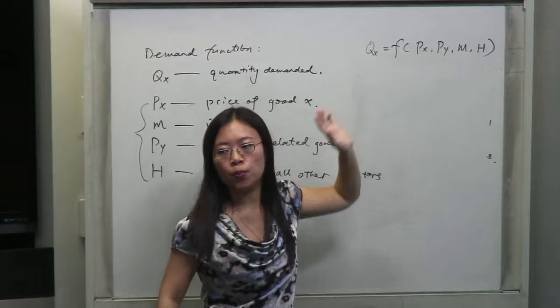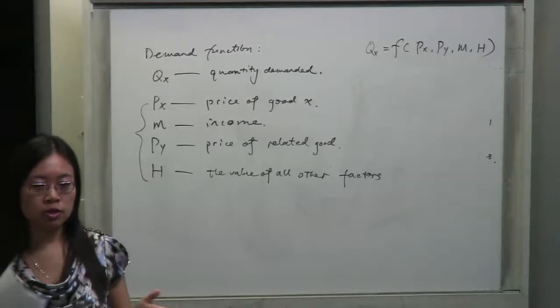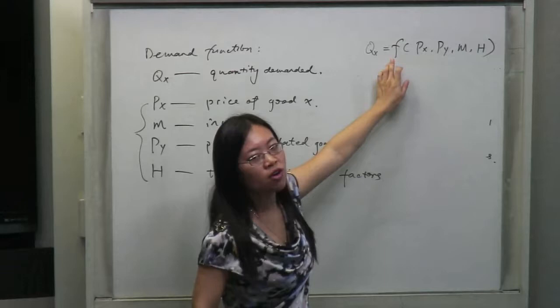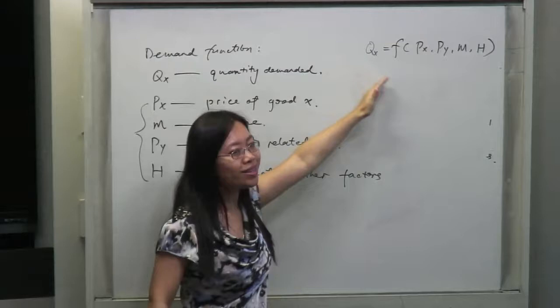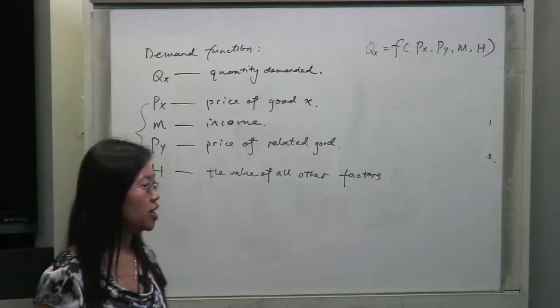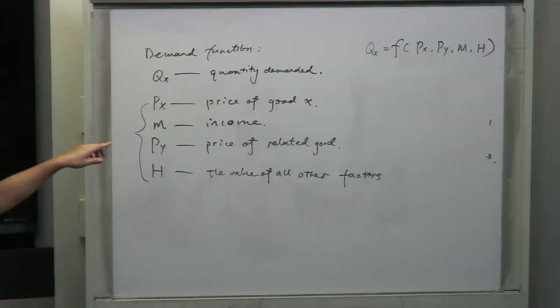But for this class, this is not your job. Your job is not to derive this function form between the quantity demanded and all other variables. Your job is to analyze the relationship when this F is given. So let me give you a specific relationship between quantity demanded and all other variables.